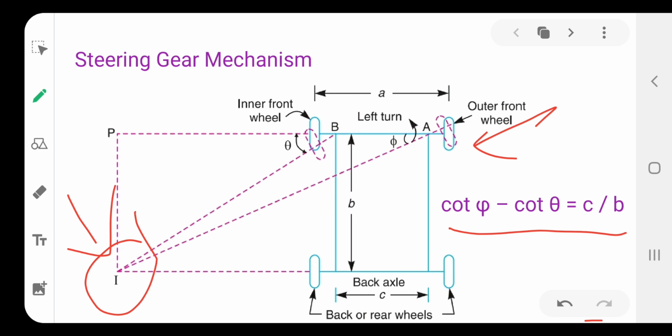If the question asks about the steering gear mechanism and also to write the fundamental equation of correct steering, the student should write this particular equation. If this condition is satisfied, there will be no skidding of the wheels when the vehicle takes a turn. There are two types of steering gear mechanism: one is the Davis steering gear mechanism and the other is the Ackermann steering gear mechanism. Now we will discuss the Davis steering gear mechanism.